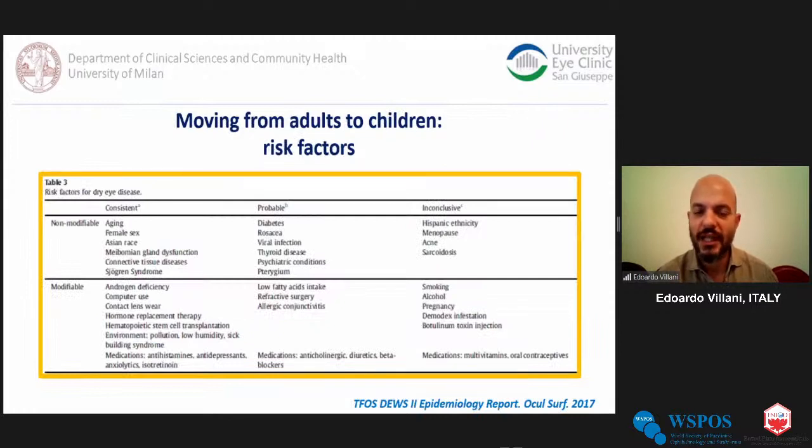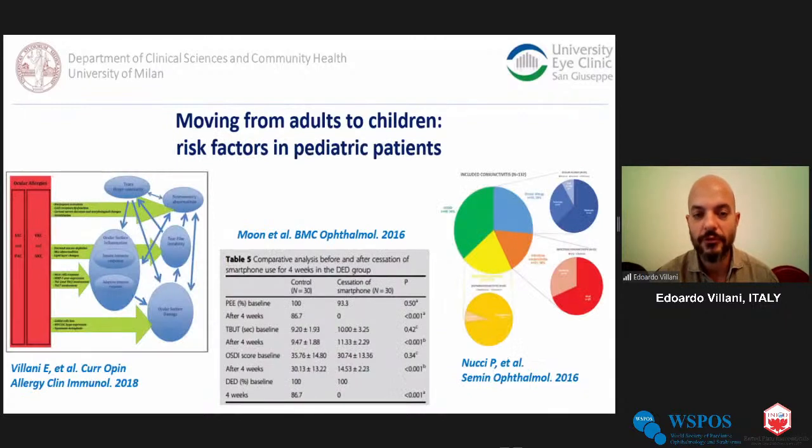We can try to move in the next few minutes from adults to children, trying to understand peculiarities, for example, of risk factors. In this case, we can see the most well-studied risk factors in adults, but in children, we may have peculiar risk factors or peculiar findings in risk factors common in adults and children. For example, together with other groups, we demonstrated a strong rationale for ocular allergies, severe ocular allergies, as a risk factor for dry eye. And other groups studied the prolonged use of smartphones in children as a risk factor for dry eye. We also studied the role of environmental pollution and its impact on the pediatric ocular surface, which probably is a bit different than the impact in adults.